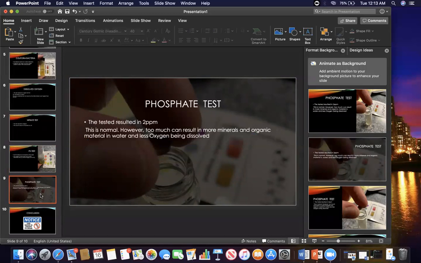And any of the higher levels that we've seen here are not due to having any sort of minerals or organic material in the water. It has more to do with some of those chemicals that are sitting here. So the phosphate levels are very normal, very consistent, nothing to be too concerned with.